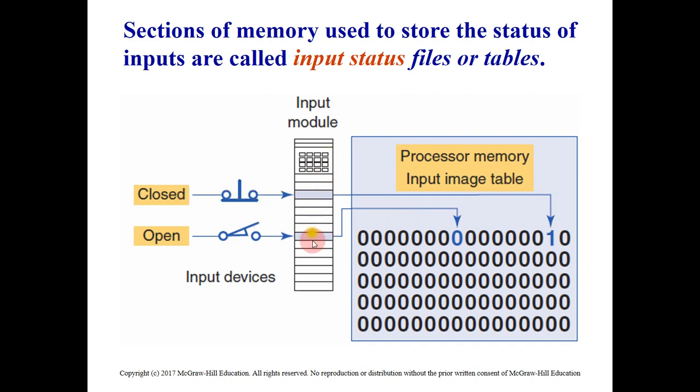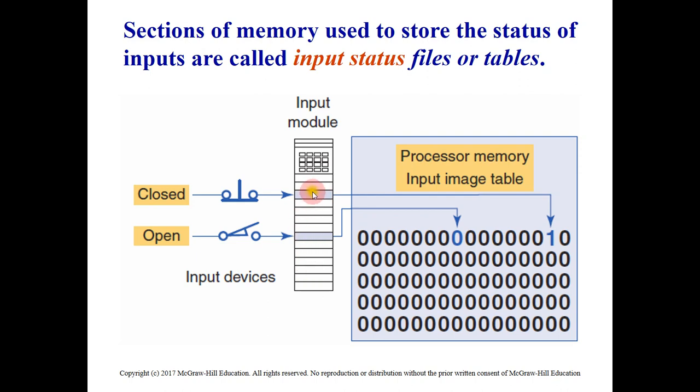For example, if we have one slot connected to two input devices, two switches, each switch will be represented. Since the switches are discrete, these are discrete input modules, so each of these devices will be represented by one bit inside the memory. The first line represents the slot, from 0 to 15, which is represented by 16 terminals. If you count them, there are 16 terminals from 0 to 15.